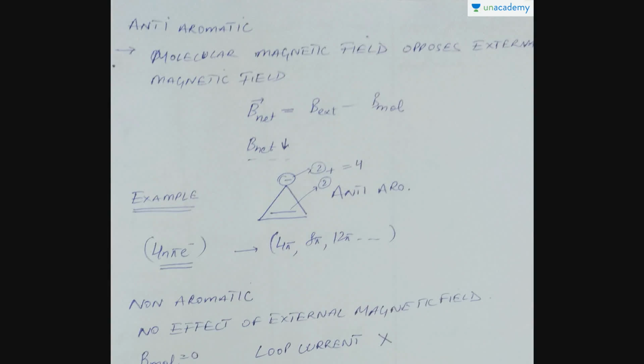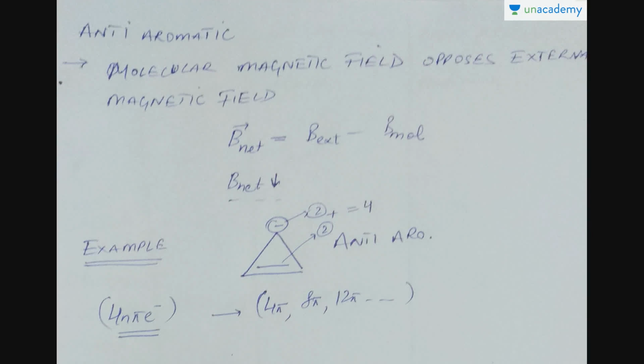Now our next topic is anti-aromaticity. What are anti-aromatic compounds? These are the compounds which will oppose the external magnetic field, which means when we put these compounds into an external magnetic field, the net effect of the magnetic field will be reduced. It will be reduced because the compound's own magnetic field will be opposite to the external magnetic field, so they will cancel each other out.